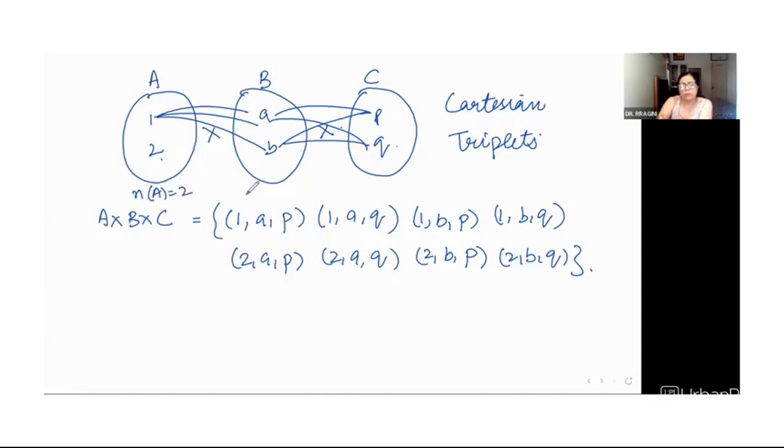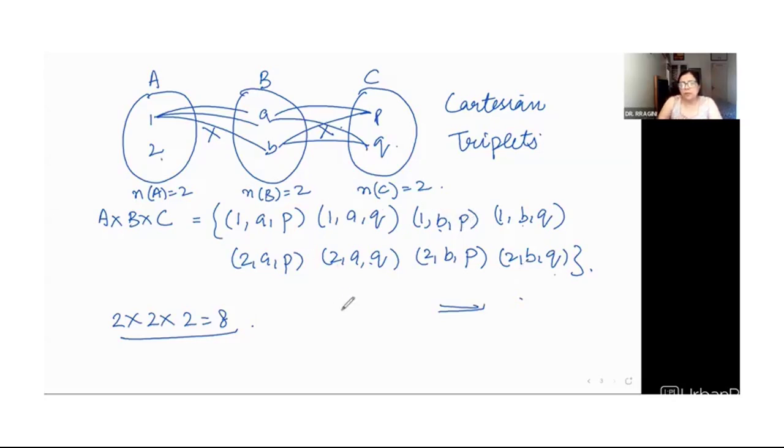Now see, what is the cardinal number of A? That is 2. The cardinal number of B is also 2. The cardinal number of C is also 2. So how many ordered triplets can we have here? It is 2 times 2 times 2. That is 8. So 1, 2, 3, 4, 5, 6, 7, 8. This is what we get when we have three non-empty sets, right?